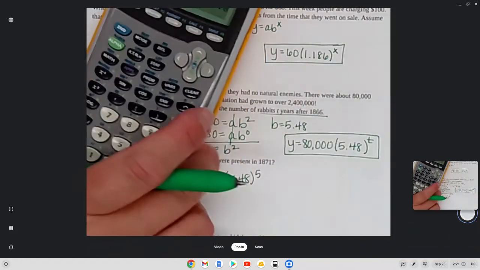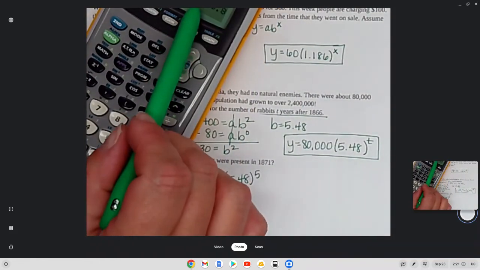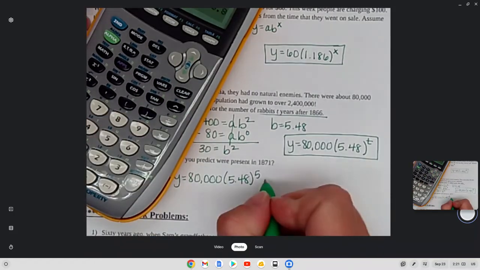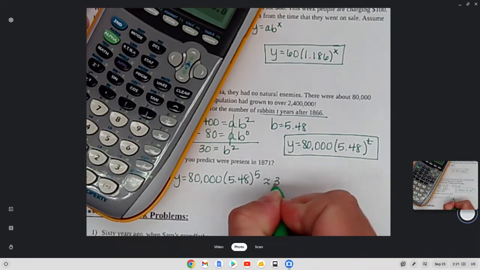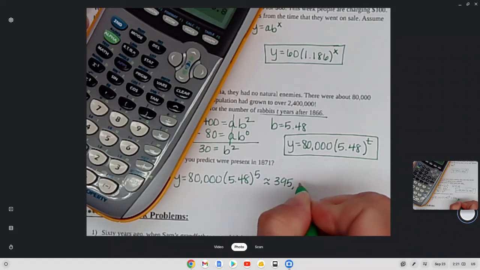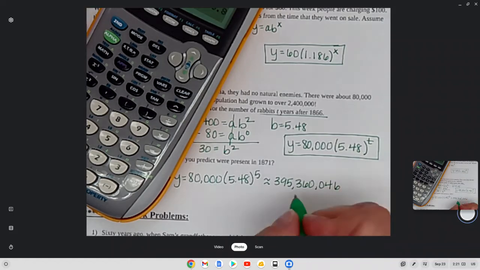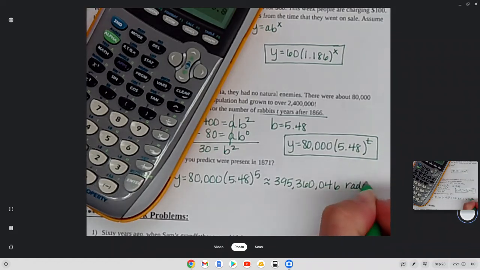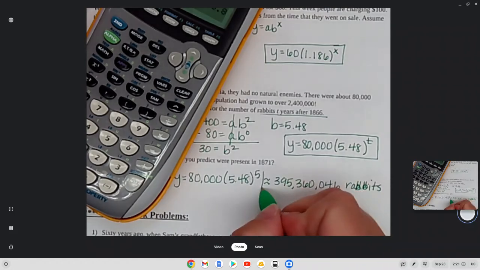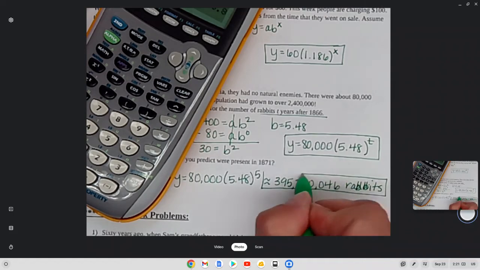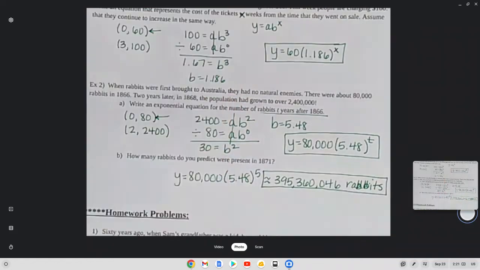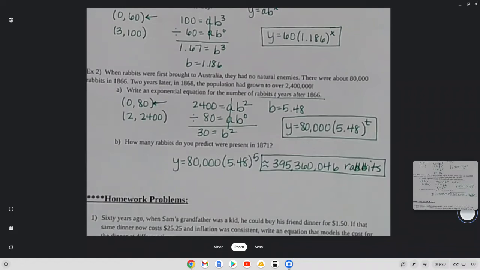Holy moly, that's a lot of rabbits. So here it is, roughly 395,360,046. I'm not going to put that 0.8 of a rabbit. That's a bit gross. Goodness gracious. 0.8 of a rabbit, I don't know what part's missing. Okay, there you go.